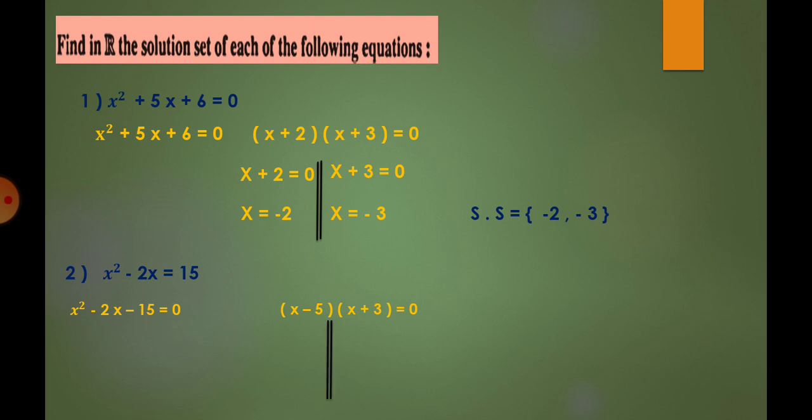So we can write x minus 5 equals 0 or x plus 3 equals 0. X minus 5 equals 0, so x equals 5, and x plus 3 equals 0, so x equals negative 3. The solution set equals 5 and negative 3. Here, the two roots of the equation are 5 and negative 3. What does it mean? If we substitute in the equation x equals 5, the result equals 0. And if we substitute x equals negative 3, the answer equals 0.